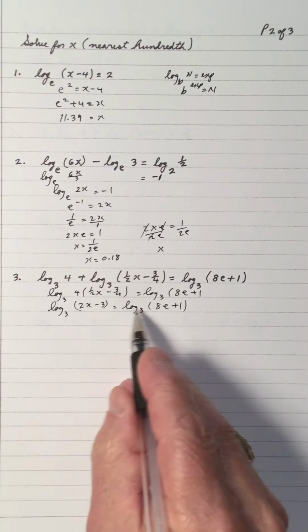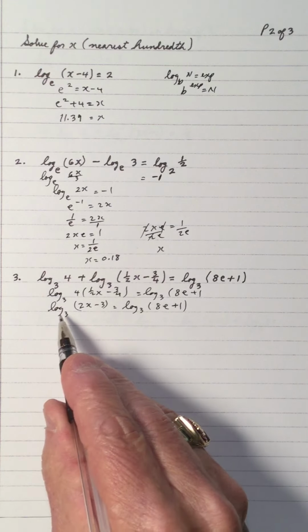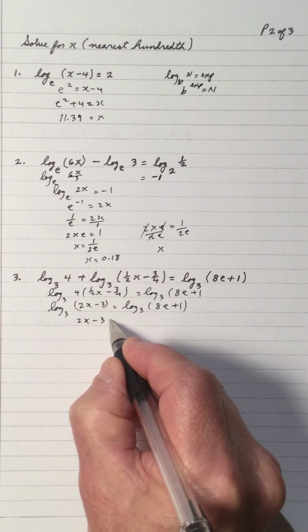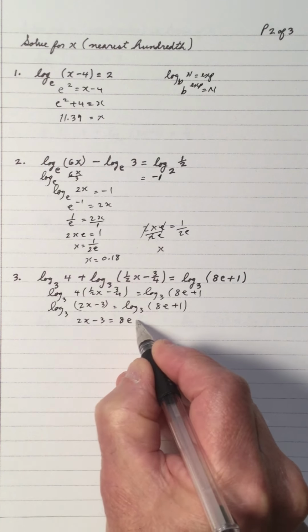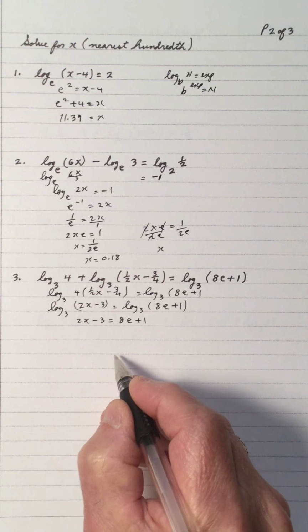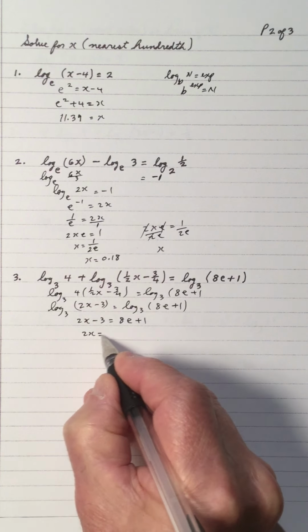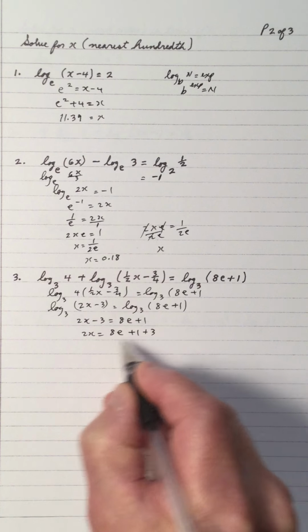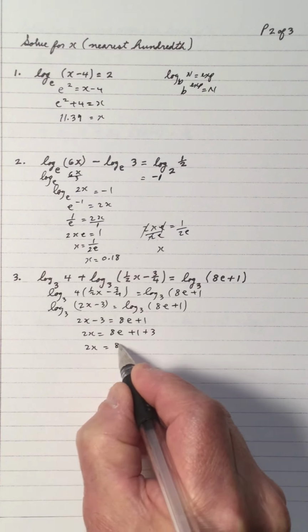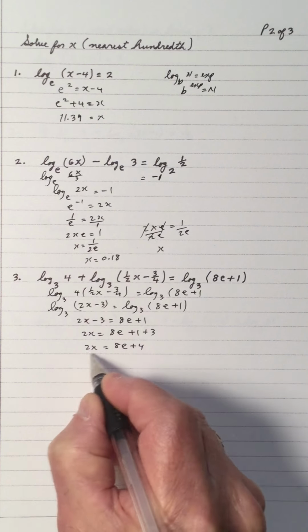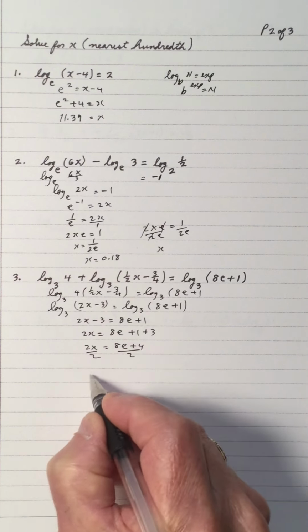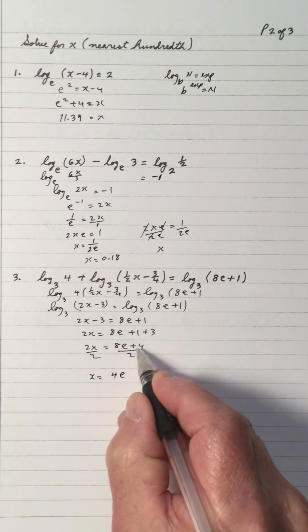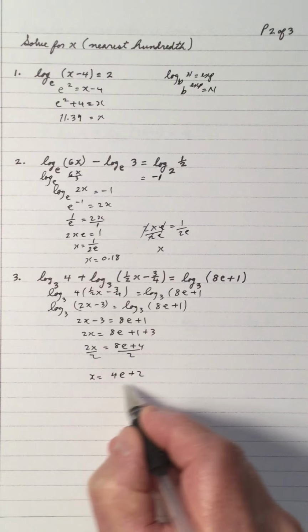So both sides have a log with the same base. That means 2x minus 3 equals 8e plus 1, and we're solving for x. 2x is equal to 8e plus 1 plus 3, so 8e plus 4. And we divide by 2. So x is equal to 8e divided by 2, which is 4e, and 4 divided by 2 is 2.